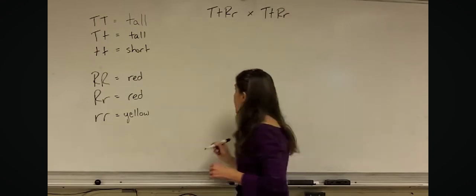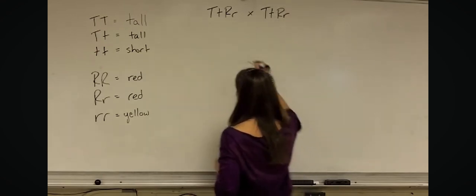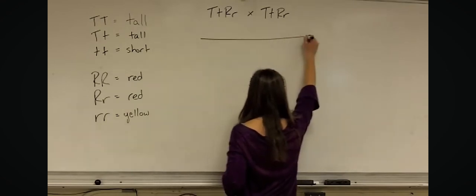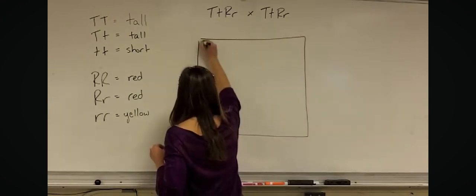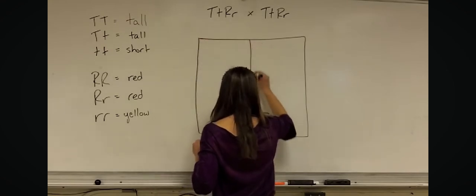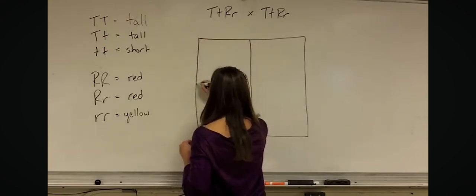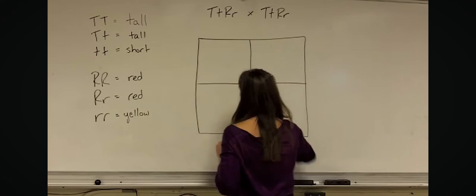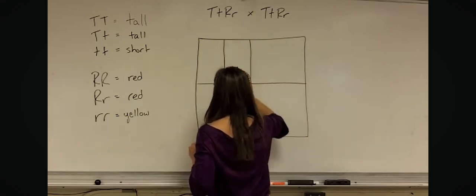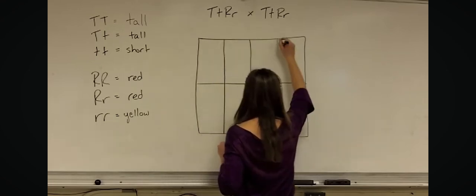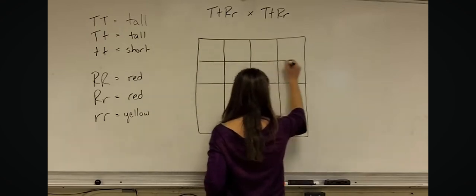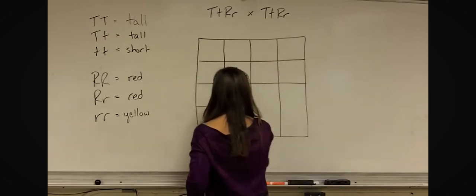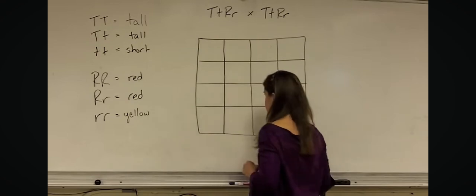So to make a dihybrid cross, you need to have a 4x4 Punnett square. The easiest way to make a 4x4 Punnett square is to start with a large square, to first divide it into a 2x2 square, and then to divide that in half both vertically and horizontally. And then you get a nice, neat 4x4 square.